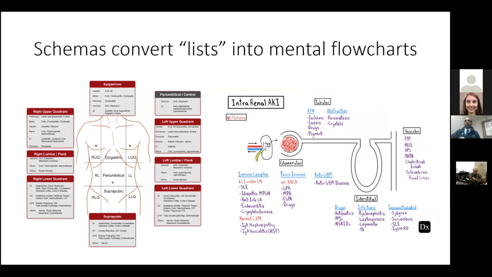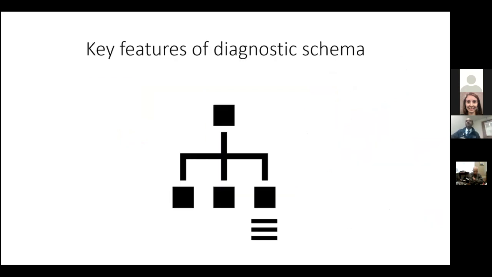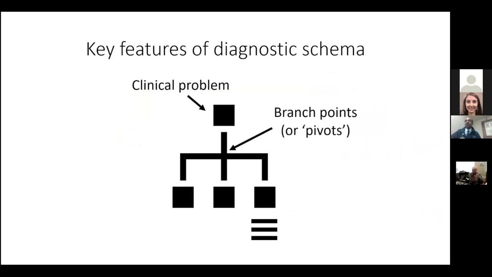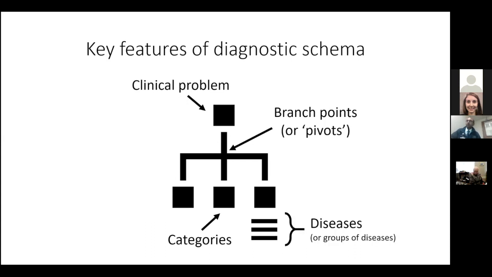And I already talked to you about what schemas are. They convert the list of diagnoses into a mental flowchart, but it's helpful to think about the component pieces of schemas as a way of understanding how we can teach them more effectively. So here's a diagram of a schema. At the top is the clinical problem you're trying to solve. Beneath the problem are branch points or pivots in a case. Within each branch is a category of diseases, and within each category are individual diseases or groups of diseases.